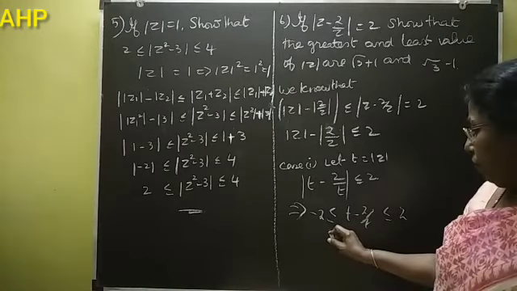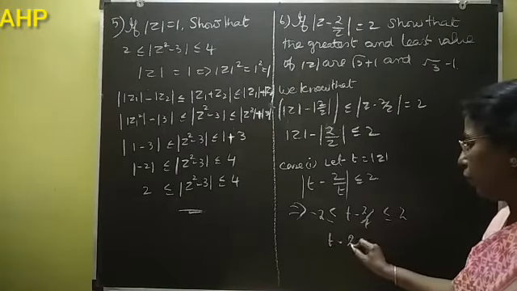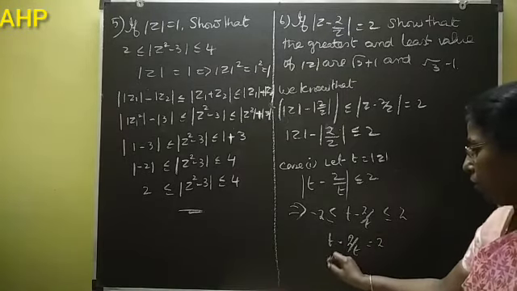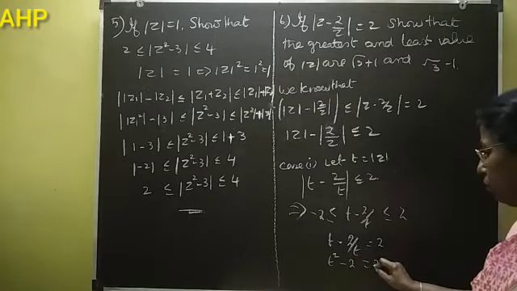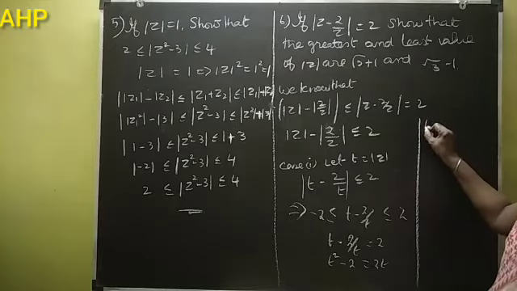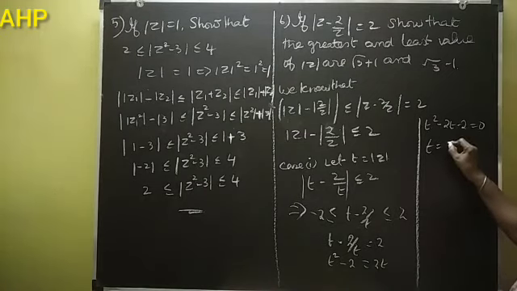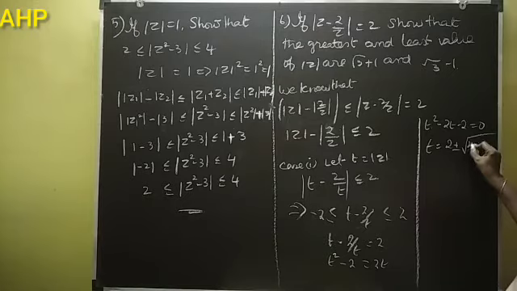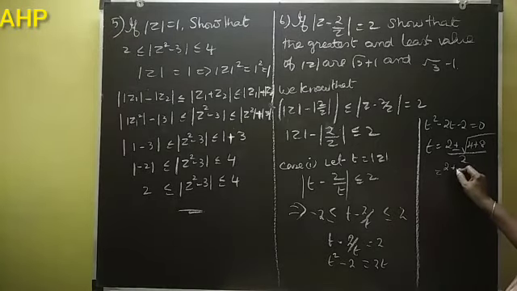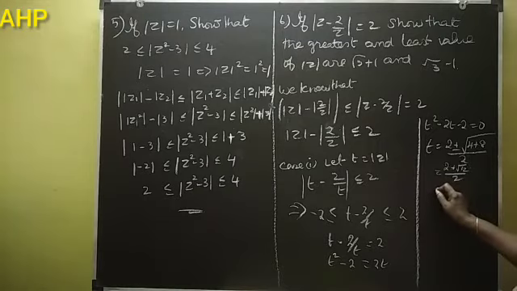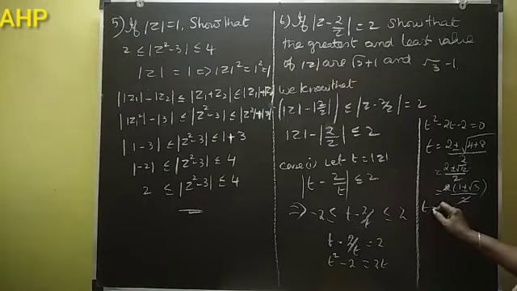If t minus 2 by t is equal to 2, then we get the equation t square minus 2 is equal to 2t. Therefore t square minus 2t minus 2 is equal to 0. So t is equal to minus b plus or minus root of b square minus 4ac, divided by 2a. So this is equal to 2 plus or minus root 12 divided by 2. Taking 2 as common factor, 1 plus or minus root 3 divided by 2. So the t value is equal to 1 plus or minus root 3.